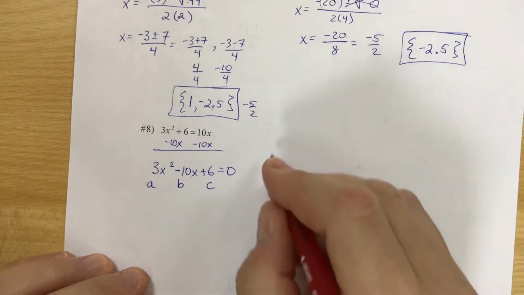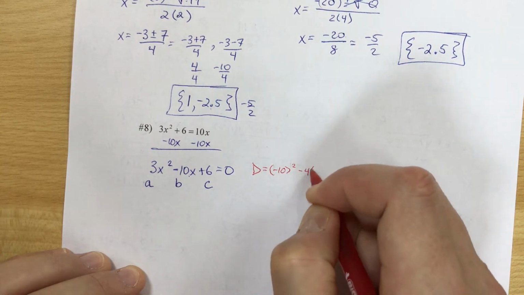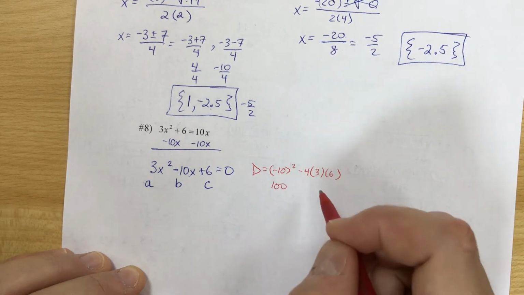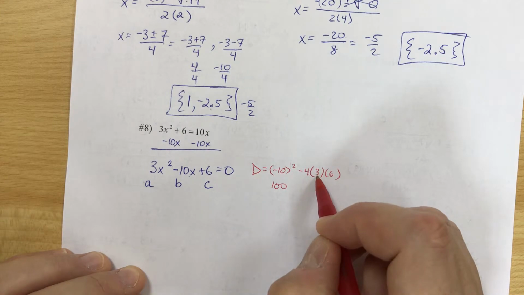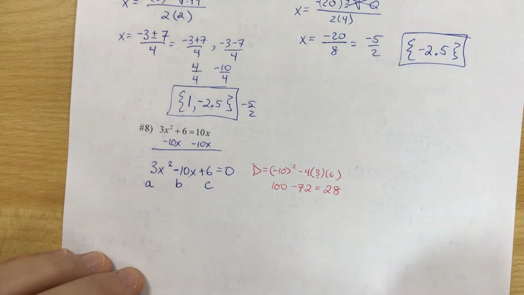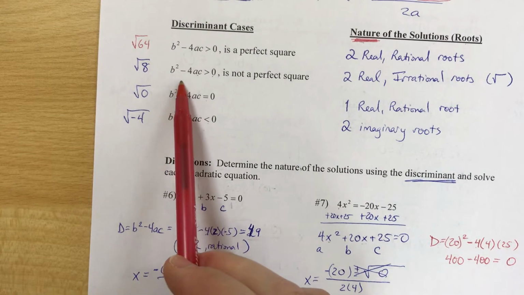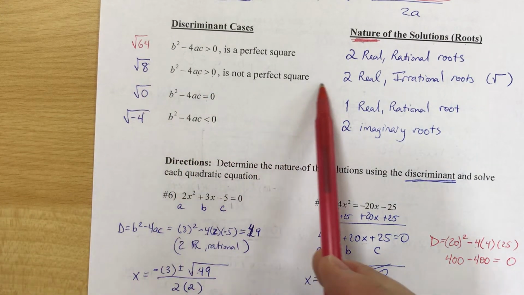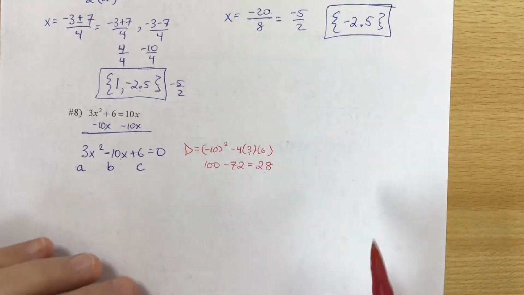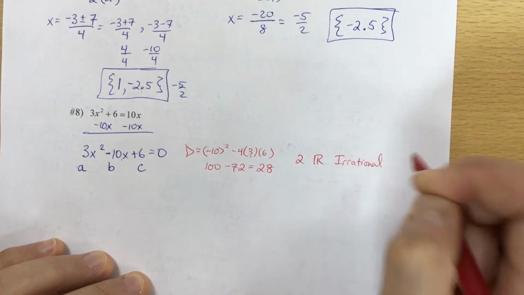So let's go with the discriminant to start. D equals b squared minus 4 times a times c. Now that would be 100. Square a negative, get a positive. Minus 4 times 3 is minus 12. Minus 12 times 6, minus 72. And that is 28. Well, let's see. 28 is not a perfect square. That means we have two real irrational roots. So the nature of the roots will have two real irrational solutions.